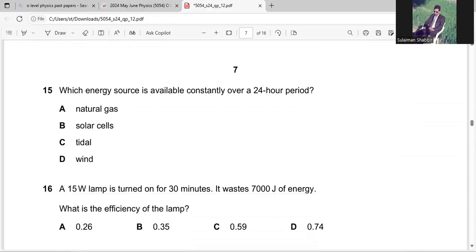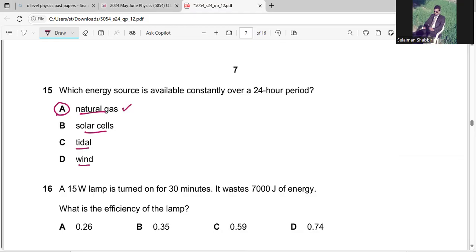Question 15: which energy source is available constantly over a 24-hour period? In an emergency we can use it at night and in the day, that is natural gas only, because solar cells are available only during the day, tidal only two times in 24 hours due to the gravitational pull of the moon on the surface of the ocean, and wind depends on the climate, so it is also not available. So only natural gas is available for 24 hours.